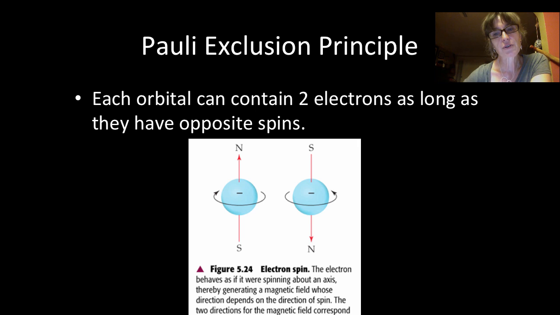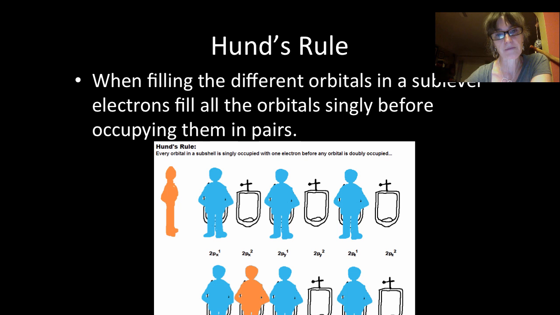The Pauli exclusion principle tells us that when we have two electrons occupying the same orbital, they must be spinning in opposite directions. Because an electron is a charged particle that's spinning, there's a magnetic field set up. So if they're both spinning the same direction, they'll repel each other out of the orbital. So they must be in opposite spins.